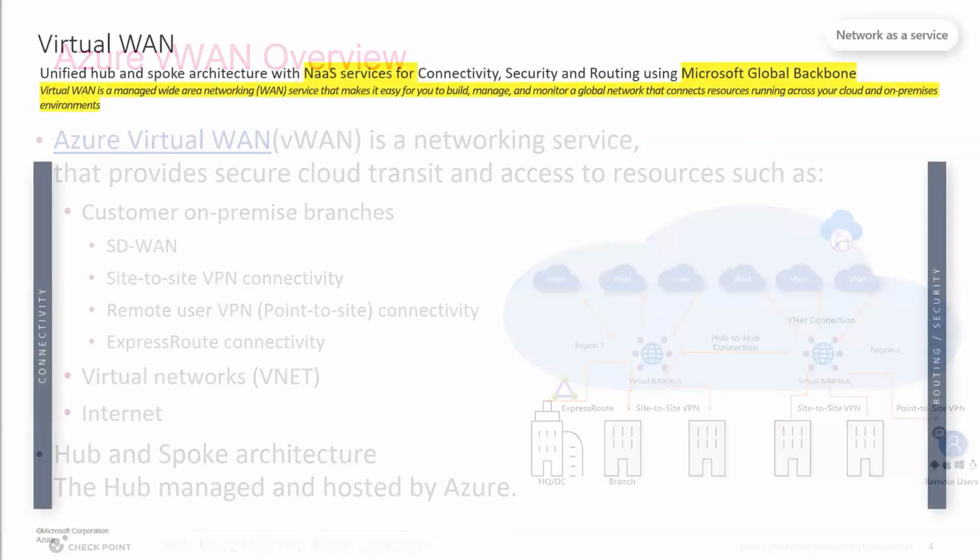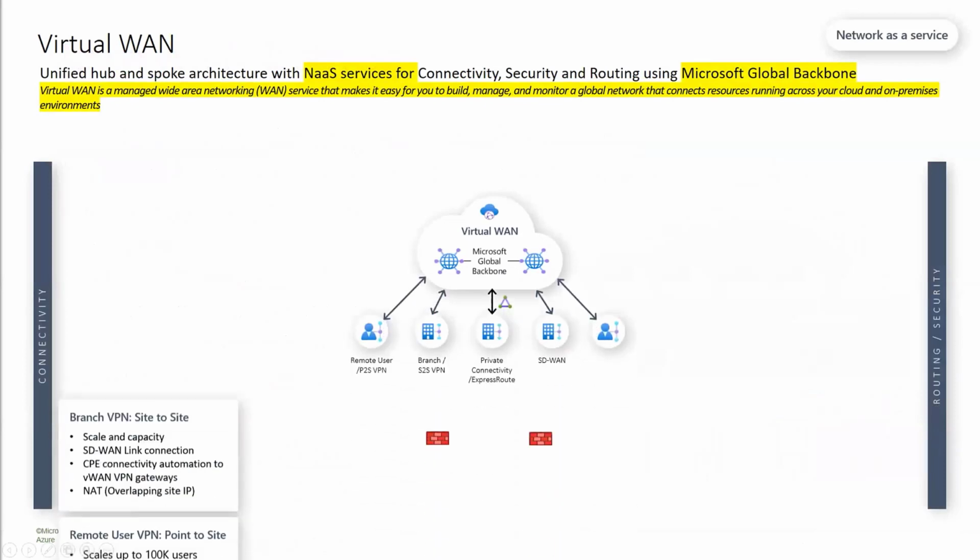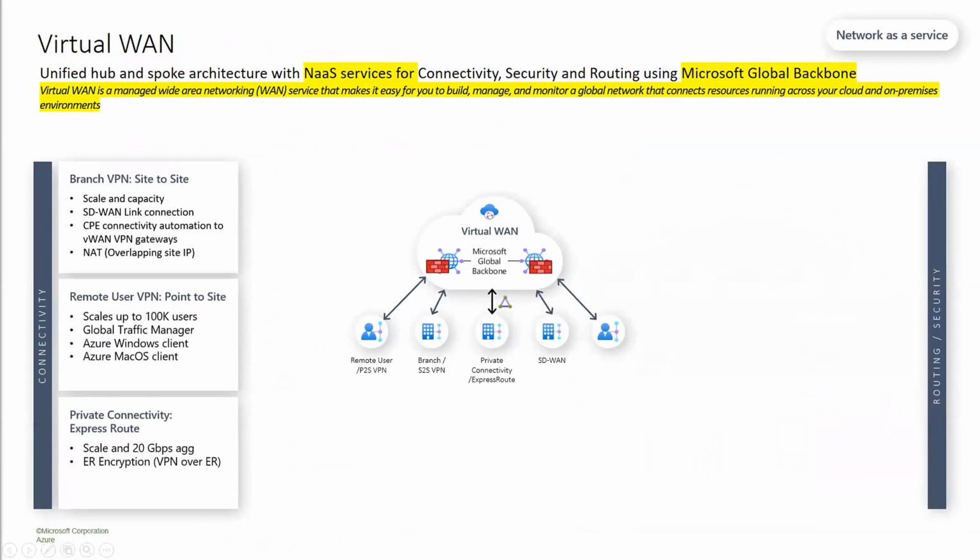So what kind of connectivity is allowed? Basically, branch to site VPN. It can be site to site VPN. It can be ExpressRoute, private connectivity, and it also can be an SD-WAN. They also support remote user VPN, to terminate VPN clients, Azure Windows client or Azure macOS client, on Azure Virtual WAN on the VPN gateway.